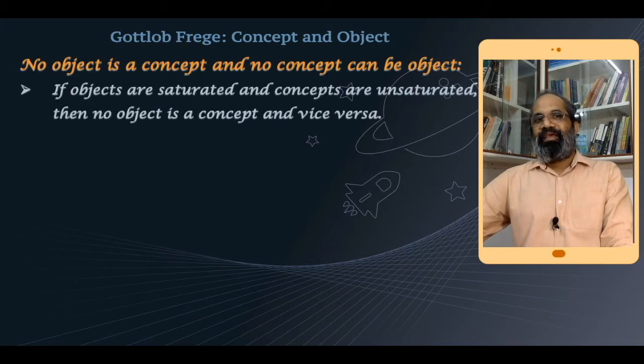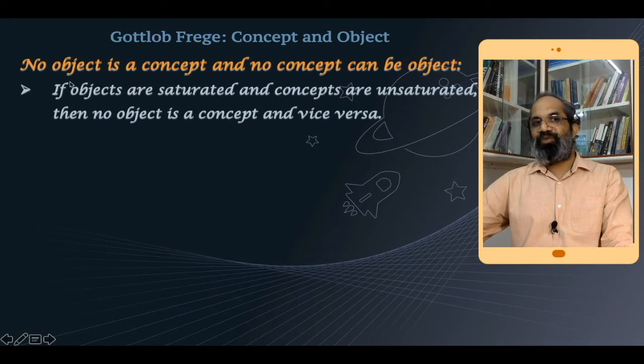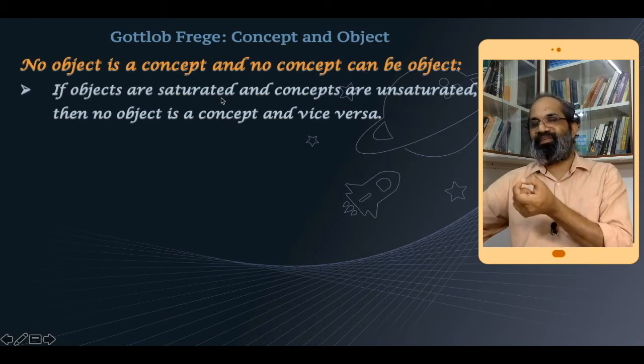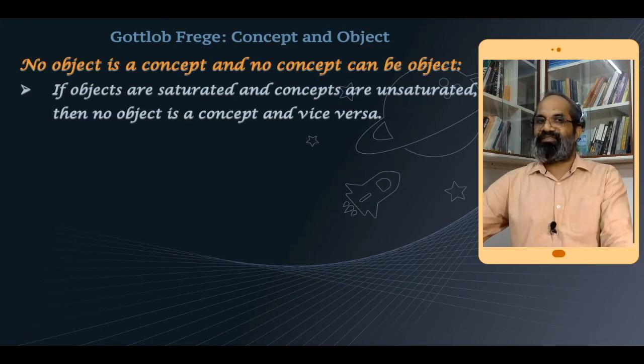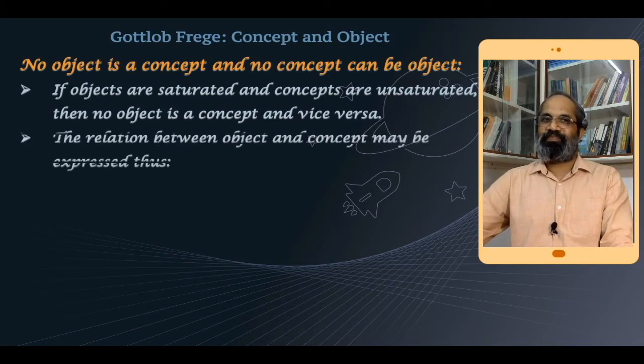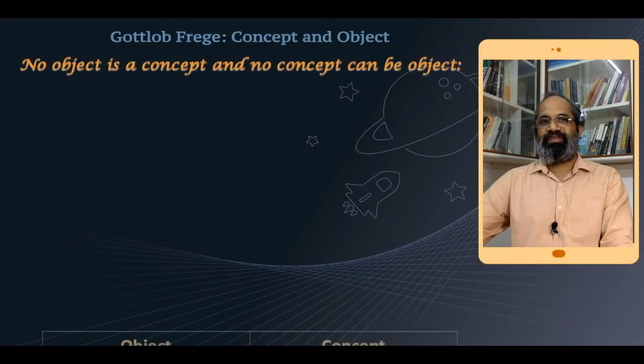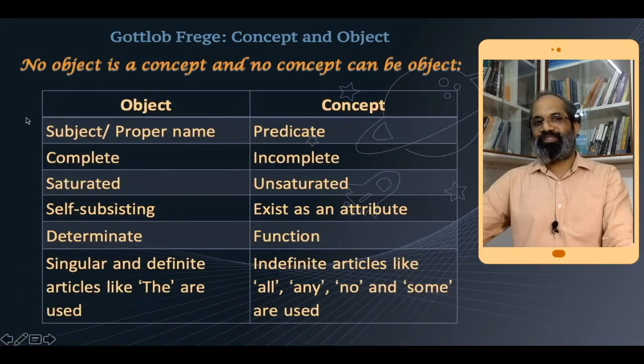If objects are saturated and concepts are unsaturated, then no object is a concept and vice versa. The reason no object is a concept and no concept can be an object is that objects are saturated, meaning they refer to a particular entity, a particular thing, and concepts are unsaturated. It's wide open, it can accommodate anything. It always remains unsaturated. So they have two different functions and cannot be interchanged. And the relation between object and concept can be expressed this way.